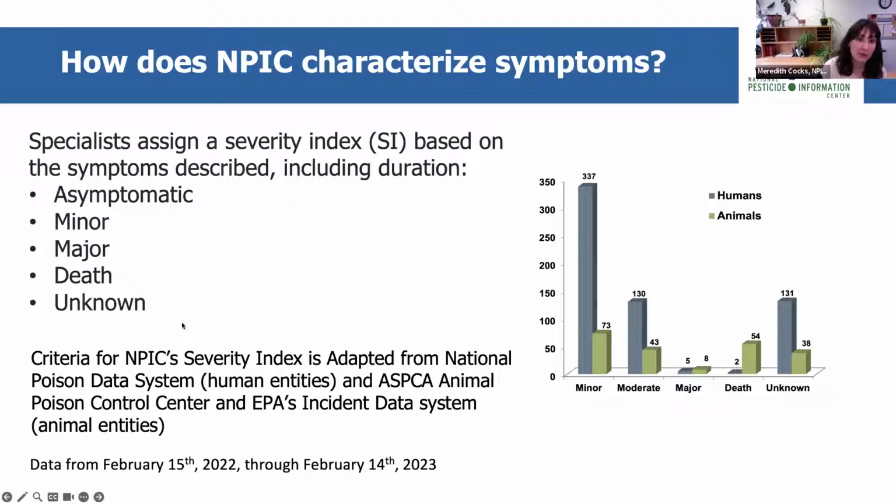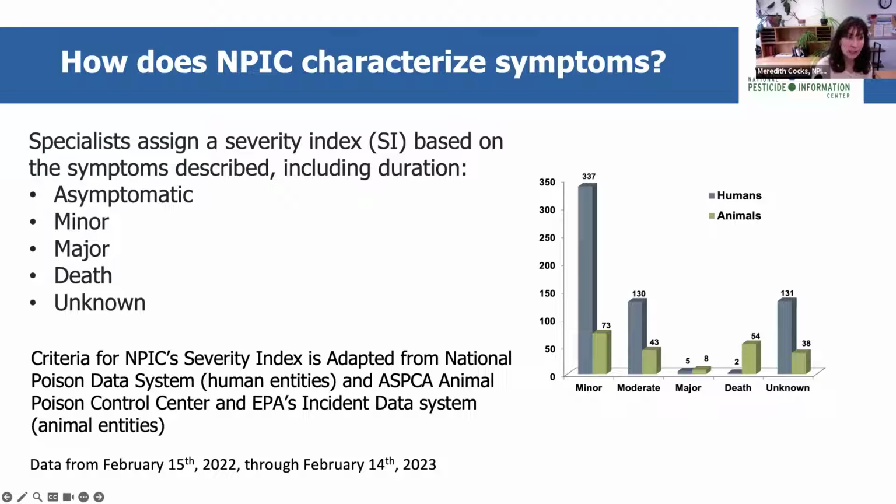And so how does NPIC characterize reported symptoms? Well, specialists assign what we call a severity index to any human or animal entity who is exposed to a pesticide. And this index ranges from asymptomatic to minor, moderate, major, and then death. And then also unknown if the symptoms were not known. So when assigning the severity index, the specialist accounts for the duration of the symptoms, the type, and then also if medical treatment was required.